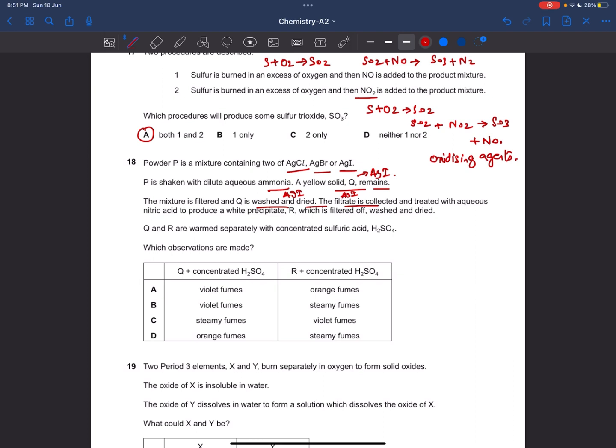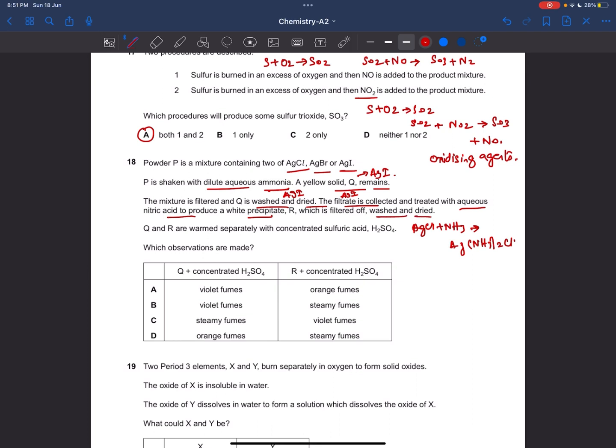So if we react this, we would get AgCl plus NH3, ammonia, because this is saying dilute aqueous ammonia, NH3, which would give us Ag(NH3)2Cl to balance this out. So then this is saying that with aqueous nitric acid to produce a white precipitate R, which is filtered off, washed and dried.